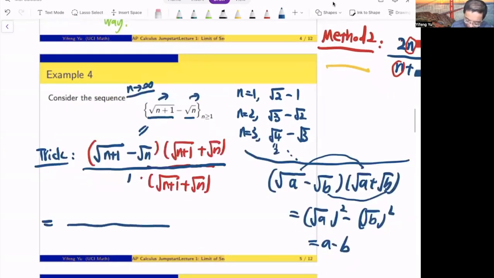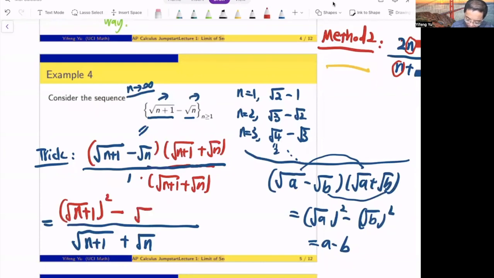All right, so from here, what do we get? The denominator is this plus the square root of N, and the numerator becomes what? The numerator becomes N plus one, because that's the square. So the square root of this squared minus the square root of N squared. What's this? This is just N plus one, right? So the square root is removed. And this one is N. So then this one will be one.